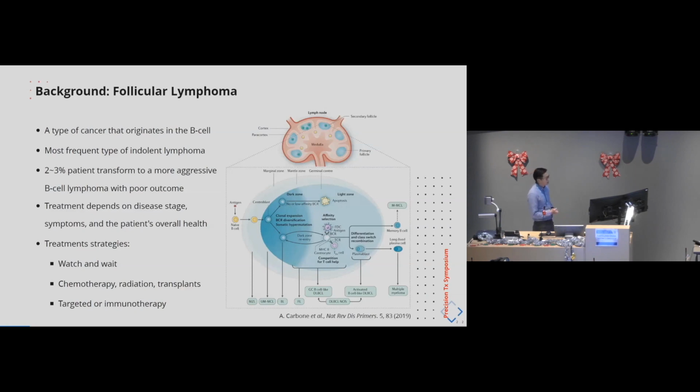The treatment of follicular lymphoma depends on the disease stage, symptoms, and the patient's overall health. The treatment strategies include mostly just watch and wait, and sometimes chemotherapy, radiation, and transplantation, and there are some novel therapies, targeted therapy and immune therapy as well. You can see that this disease starts from the germinal center of the follicle of the lymph node, and the cells expand and accumulate and eventually spread to other places of your body.